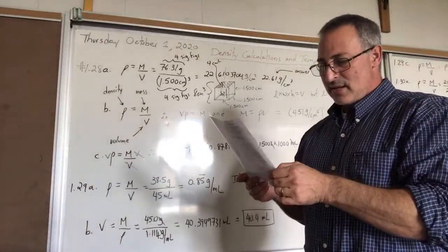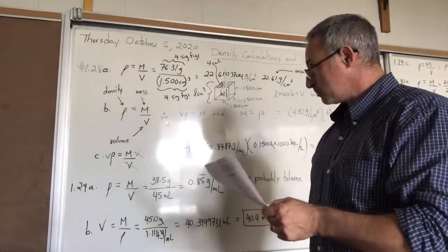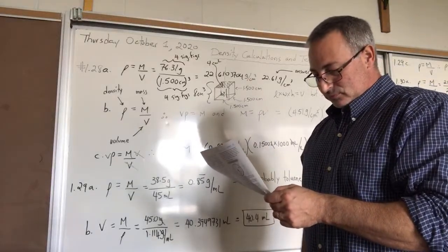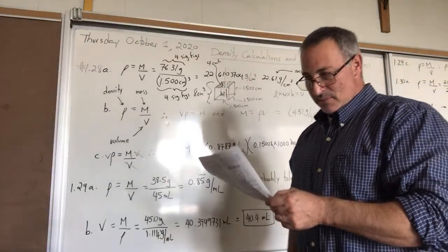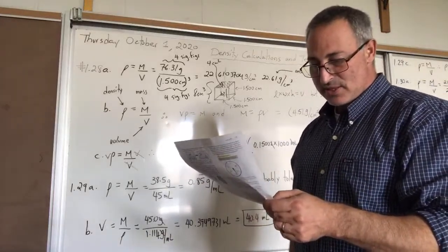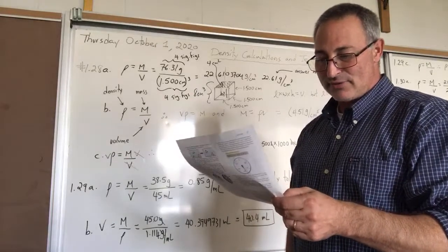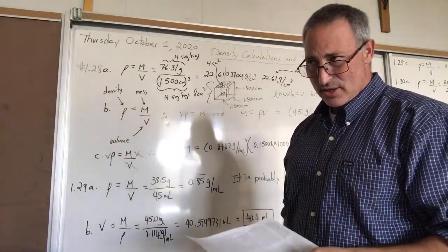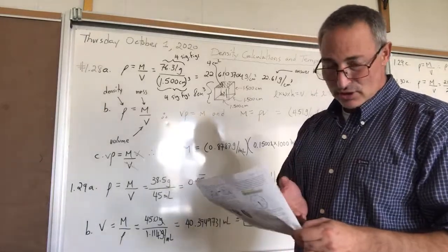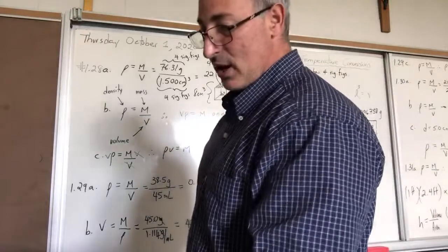B. It says the density of titanium metal is 4.51 grams per centimeter cubed at 25 degrees Celsius. What mass of titanium displaces 65.8 milliliters of water at 25 degrees Celsius? Why would they mention the temperature? It's not actually used in this calculation. There's probably more than one reason why.